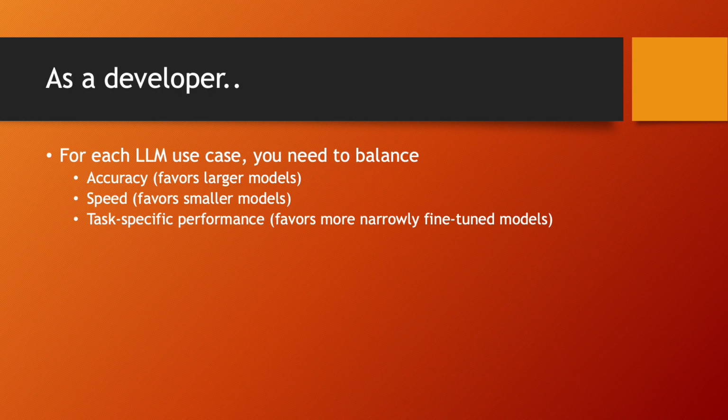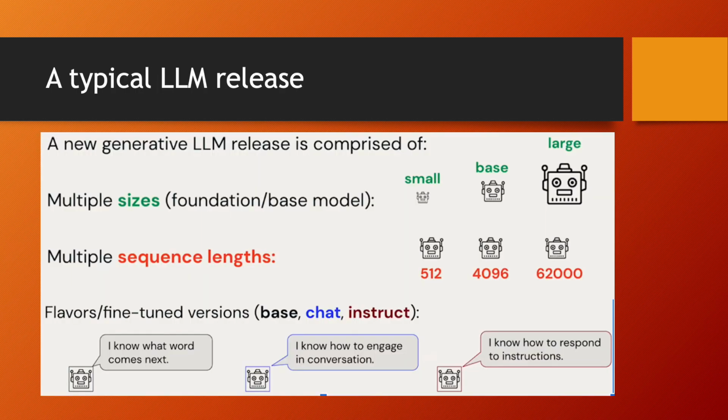As a developer, for each LLM use case, you need to balance accuracy, which favors larger models, speed, which favors smaller models, and task-specific performance, which favors more narrowly fine-tuned models. A new generative LLM release is comprised of small, base, and large models. They're of multiple sequence lengths. For example, it could be 512, 4096, or 62,000. The flavors or fine-tuned versions could be base, chat, or instruct.